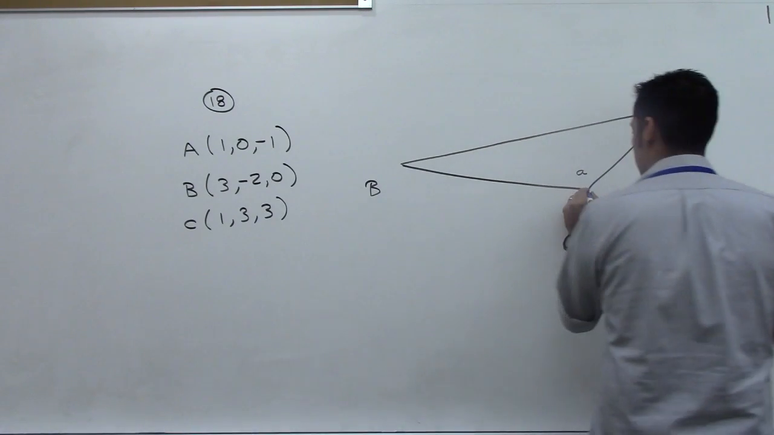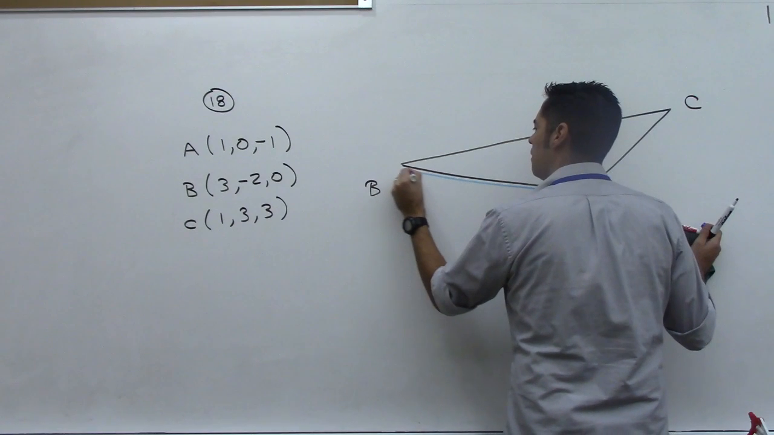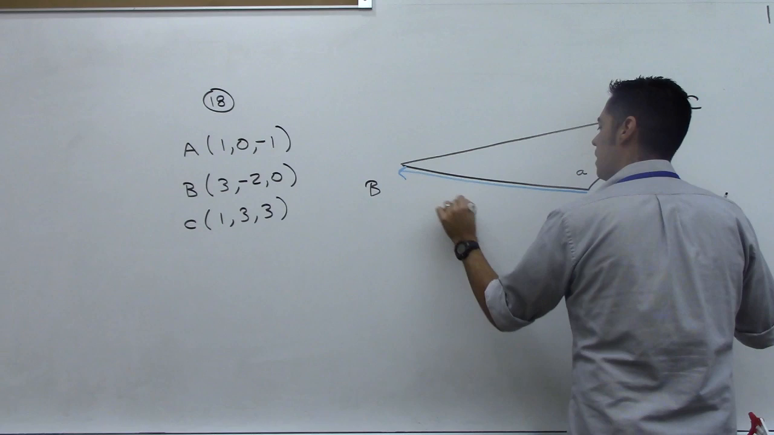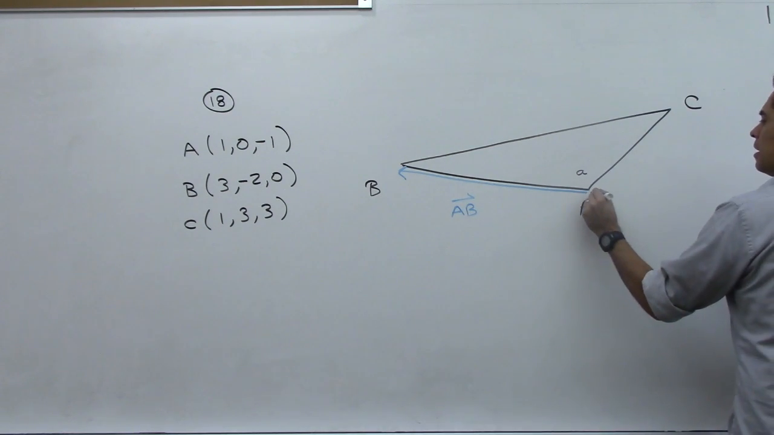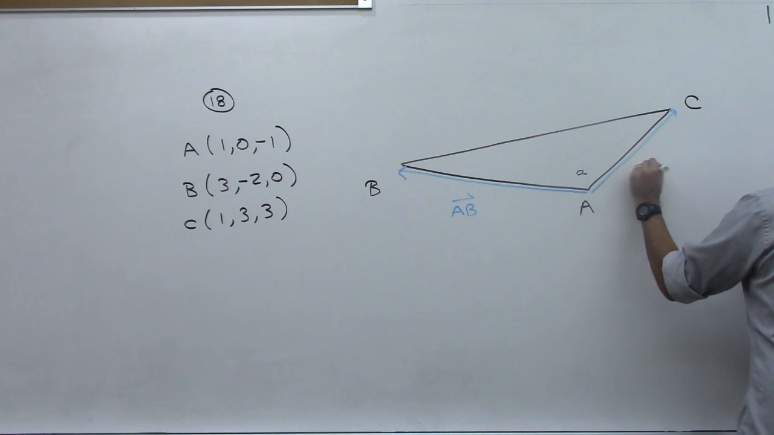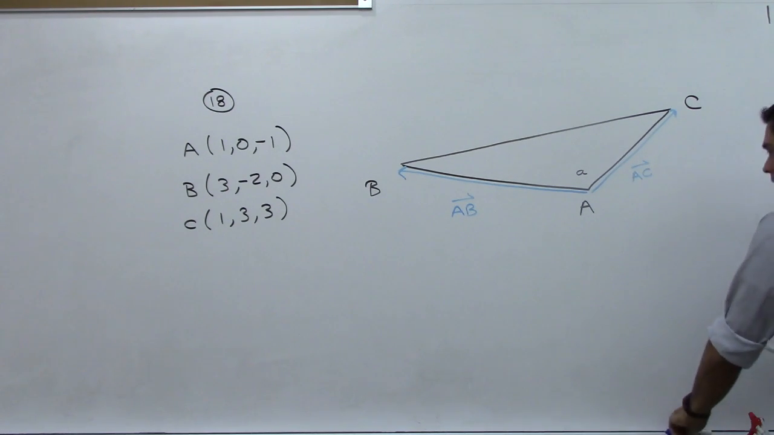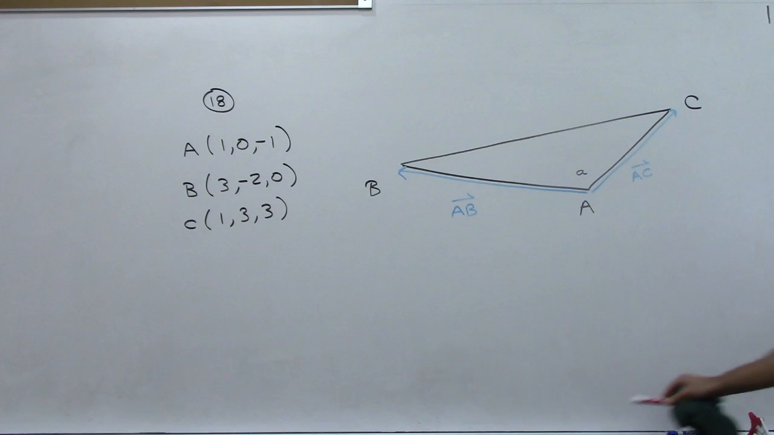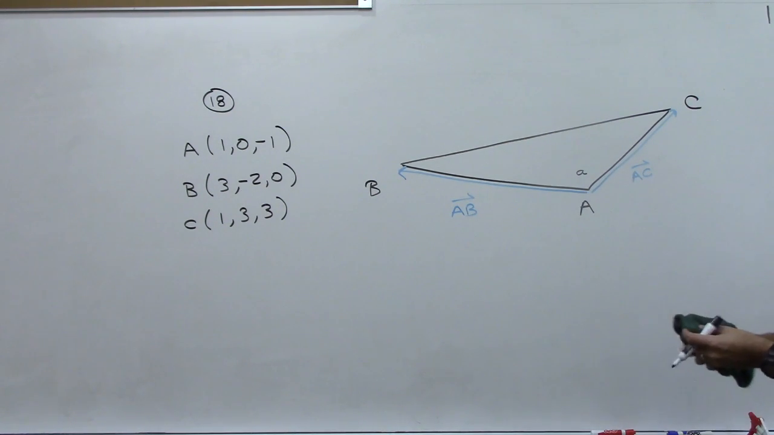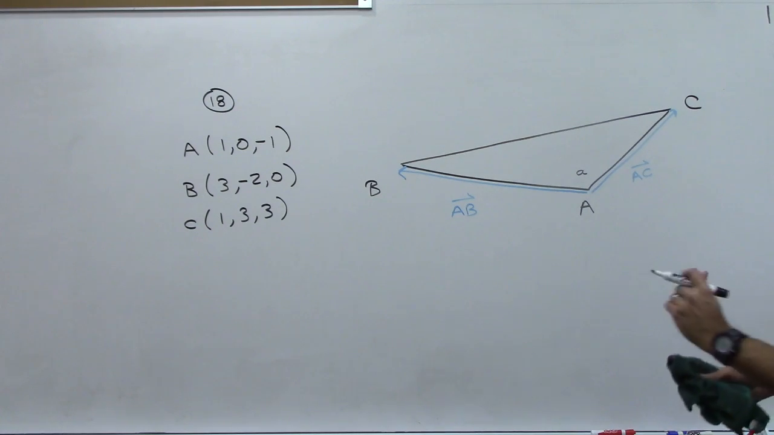We're going to need the vector going from here to here. That's the vector that's going from A to B. And then we're going to need the vector that goes from here to here. That's the vector AC. And if I can get those 2 vectors, then I can talk about the angle between them. So let's go ahead and write down what those are.